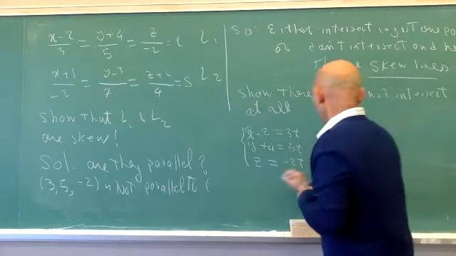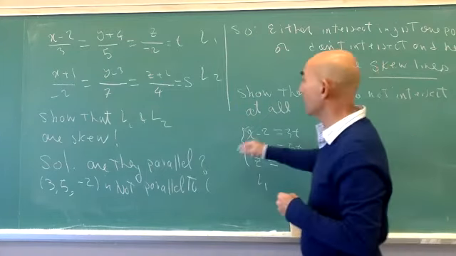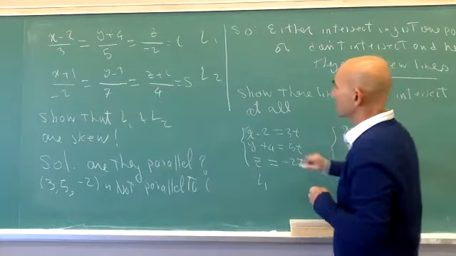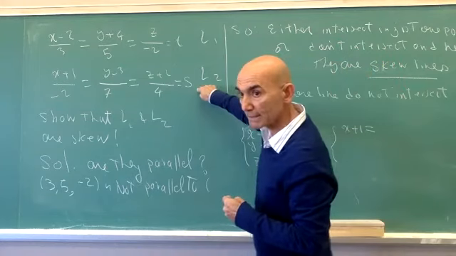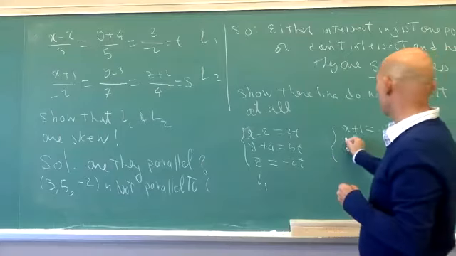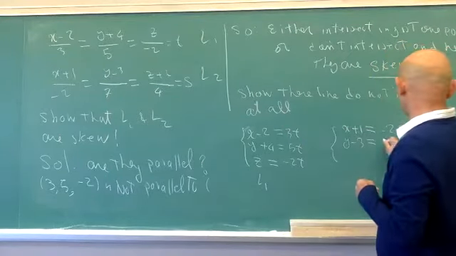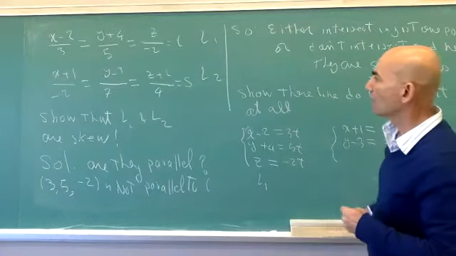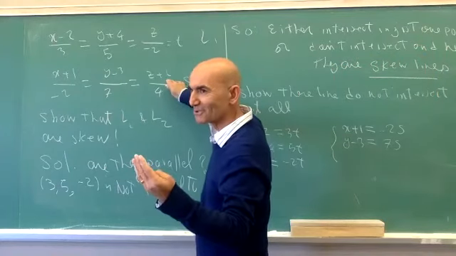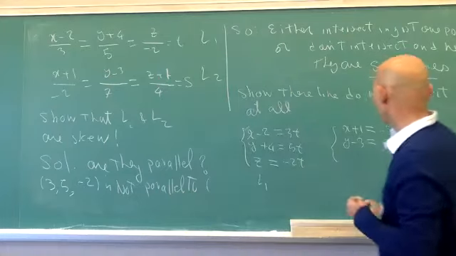So this is line L1 in parametric form now, and the second line L2 is x plus 1 is equal to negative 2s, right? And y minus 3 equal to 7s, and z plus, what was this? Z plus 2, or what did you choose? 1. 1, okay, yes. Z plus 1 equal to 4s.